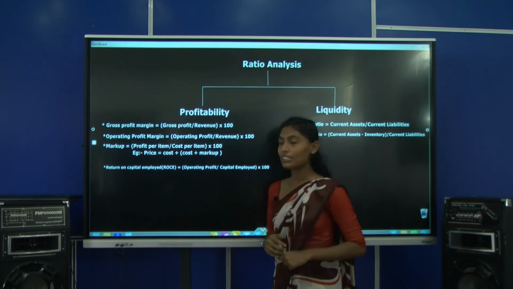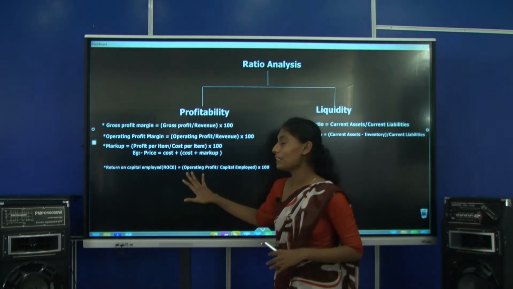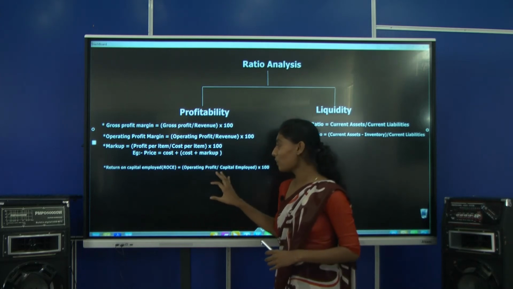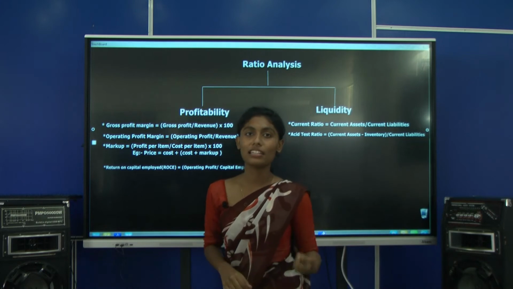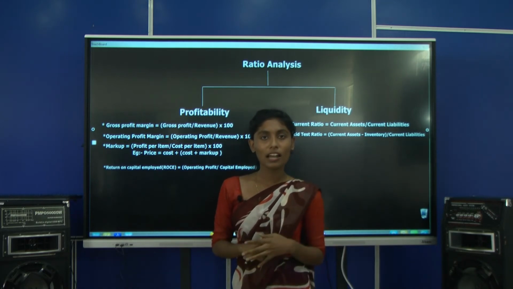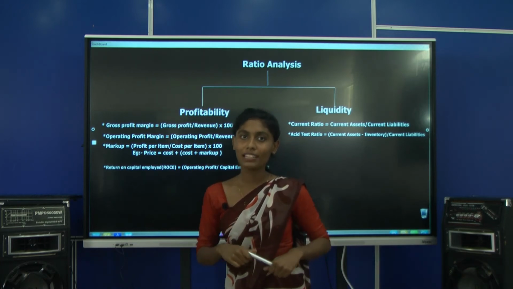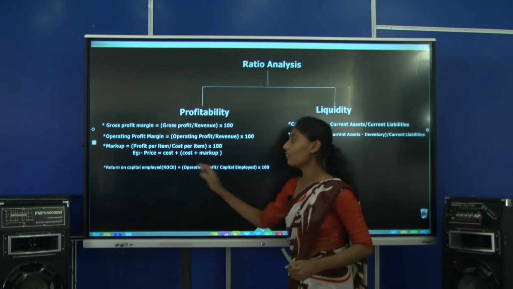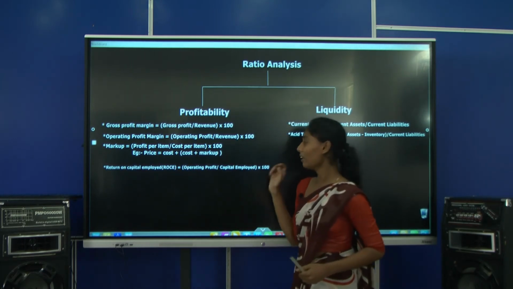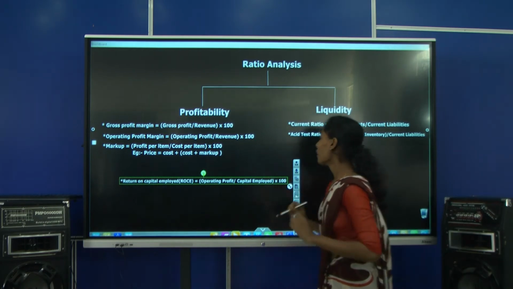And then we have return on capital employed. What do you mean by return on capital employed? This is the return the owner is expecting from the money that he invested. When you start a business, the owners invest money, and when they invest money they expect a return. How much return they get is the return on capital employed, and you multiply by 100 to get a percentage.